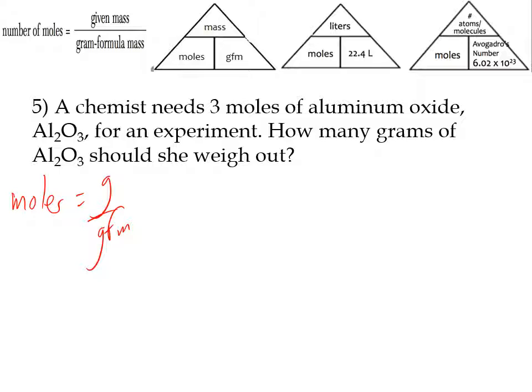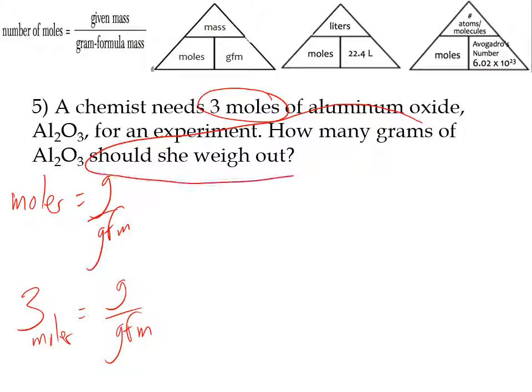It says they need 3 moles of aluminum oxide, so that's going to be our mole number here. So 3 moles equals grams over gram formula mass. And the question says, how many grams should she weigh out? So that's going to be our unknown right here. The grams is going to be what we're looking for. So we need to find the gram formula mass ourselves and plug that number in.